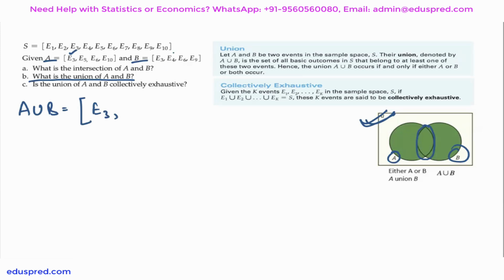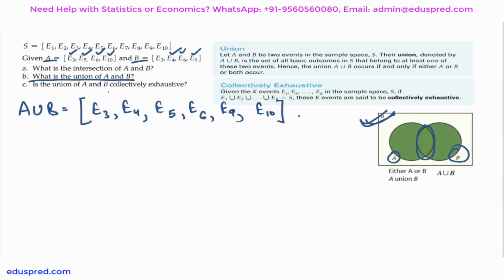Then E4 will come because it is a part of B. E5 will come because it is a part of A. E6 will come because it is a part of both A and B, but it will come only once. E9 will come, and lastly, E10 will come, right? So this is how we get A union B. The outcomes in A union B are E3, E4, E5, E6, E9, and E10.